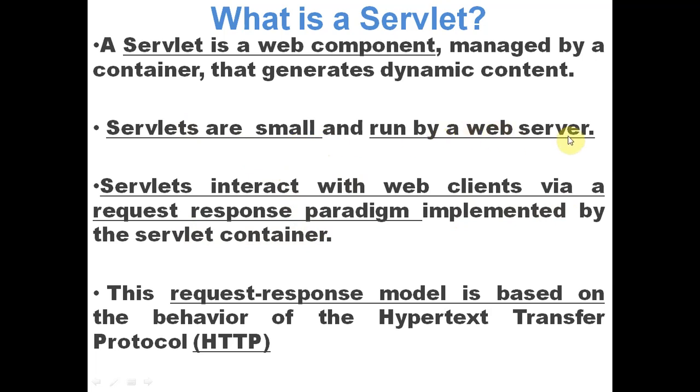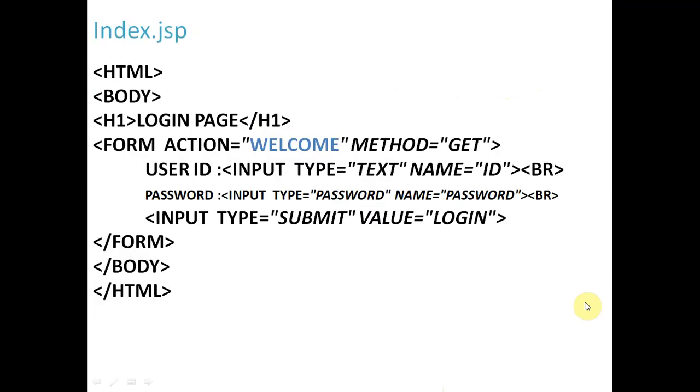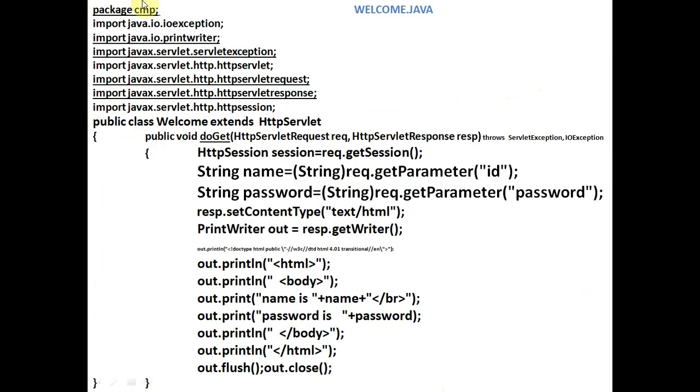So always for a web server we'll write a program using servlet or JSP in the J2EE framework, and a servlet is a web component managed by the container that generates dynamic content, and it is a request response model. So we have written here request response model. This is the request response model, meaning when we write the doGet function, we will have request and response. RESP is the object of response and REQ is the object of request.